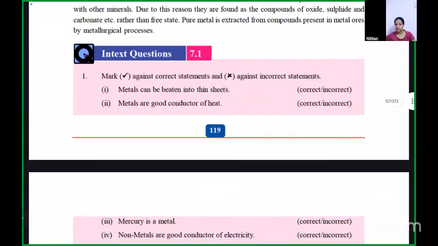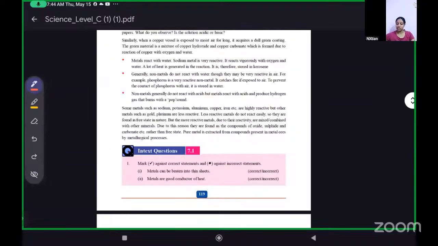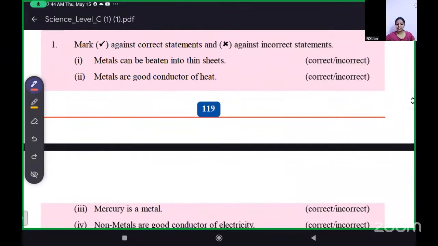Now, let's try out in-text question 17.1. Mark tick against correct statements and wrong against incorrect statements. Metals can be beaten into thin sheets. Correct or incorrect?